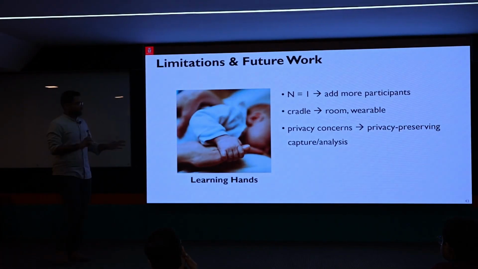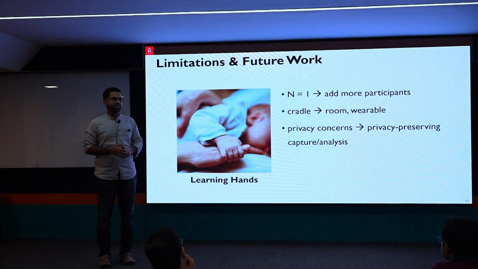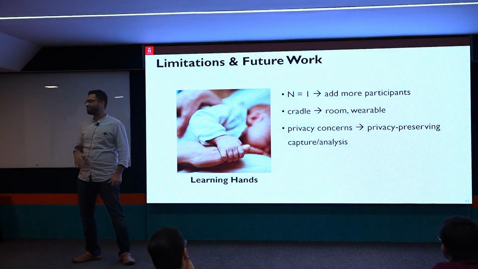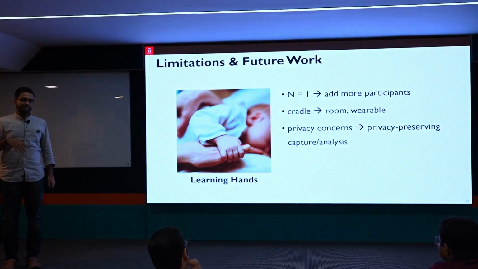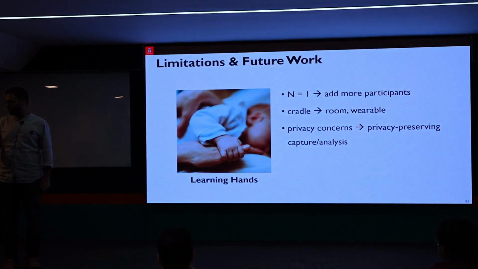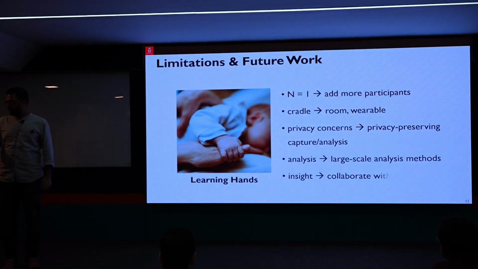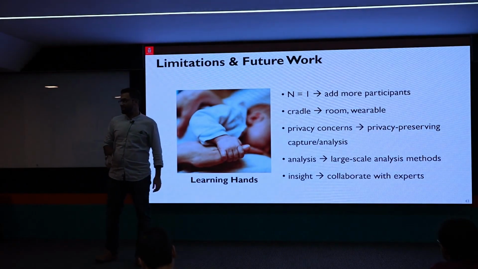Okay, so limitations of this work: n equals 1. There is currently only one participant, so we can't generalize any findings from this to the whole population. There are lots of privacy and ethical considerations here. I'm happy to talk about this offline if you're interested. And we're still working with collaborators on figuring out how to best use this data.